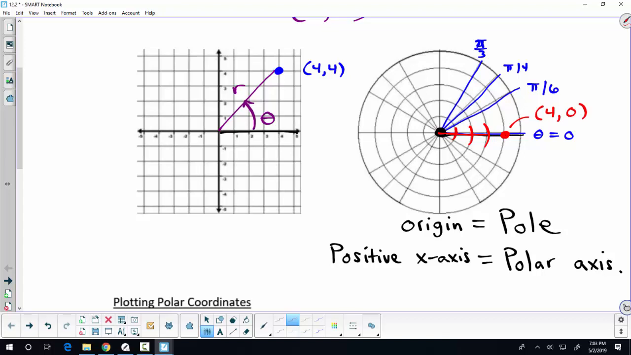What's another point with a different representation that describes the same point? Yeah, (4, 2 pi) is also the same point. Also (4, negative 2 pi) is the same point.